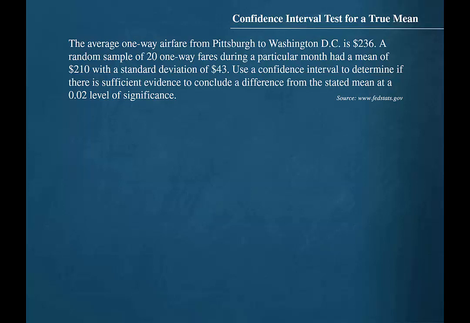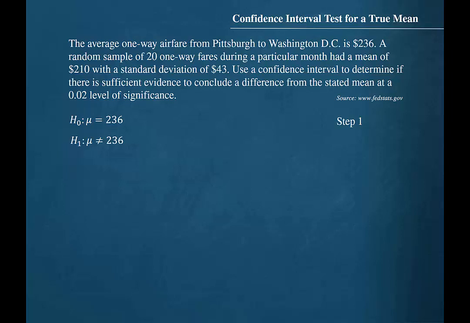The average one-way airfare from Pittsburgh to Washington, D.C. is $236. A random sample of 20 one-way fares during a particular month had a mean of $210 with a standard deviation of $43. Use a confidence interval to determine if there is sufficient evidence to conclude a difference from the stated mean at a 0.02 level of significance.